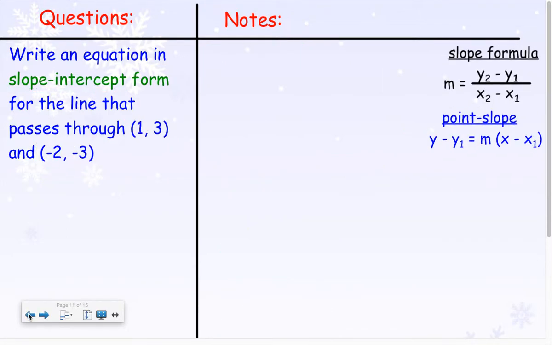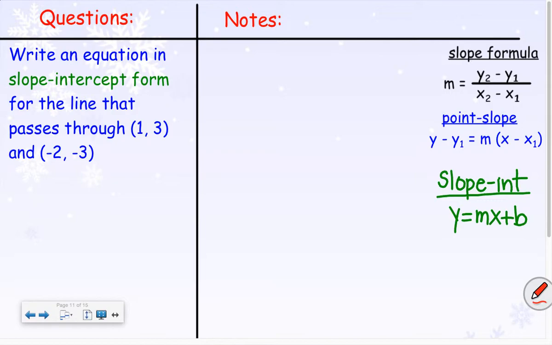All right, let's try another one. Once again, I'm going to add our slope-intercept equation over to the right here. And I'm going to look at what I'm given in the problem. It says write an equation in slope-intercept form for the line that passes through (1, 3) and (negative 2, negative 3). So right now I'm given 2 points. So I have half of what I need for point-slope form. We don't know the slope yet, so that's what we're going to find out. So first step, find the slope.